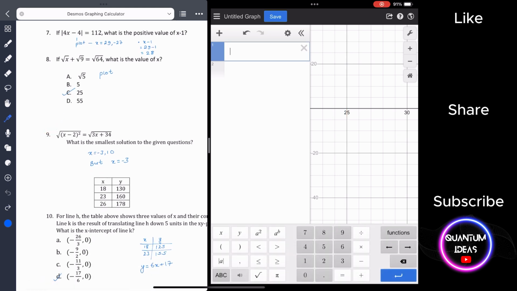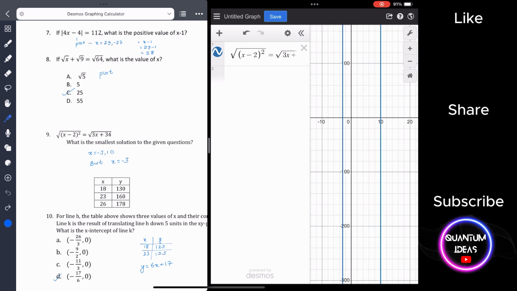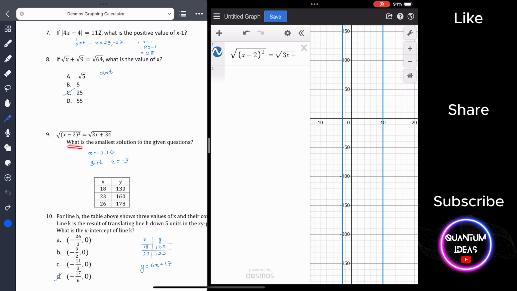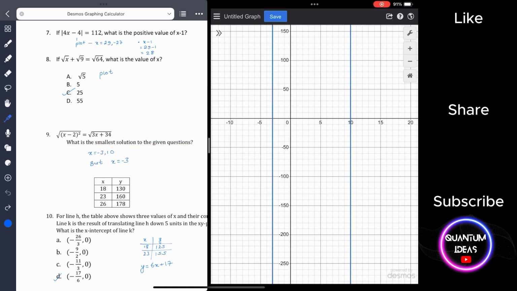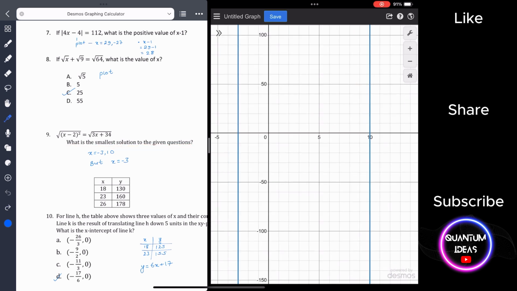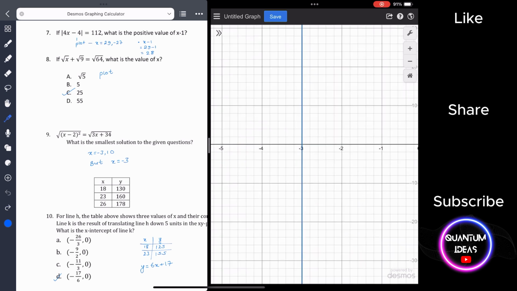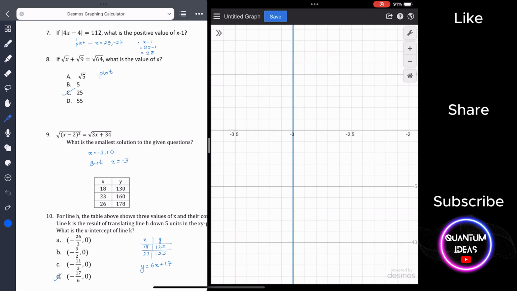Again, let's type it: root over x minus 2 whole square equals square root 3x plus 34. Okay, let's see. We get two solutions. What is the question asking? What is the smallest solution to the given equation? Smallest means the small value, that means the negative value, right? We have to ignore the positive, we don't care, because we need the smallest solution. So the smallest solution here is minus 3, you can see from the graph.